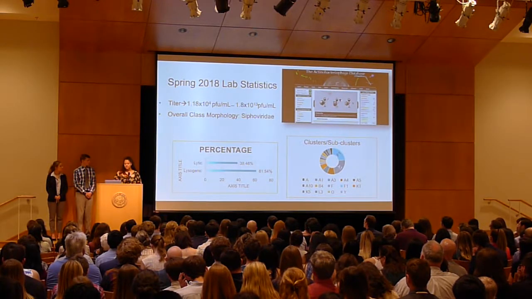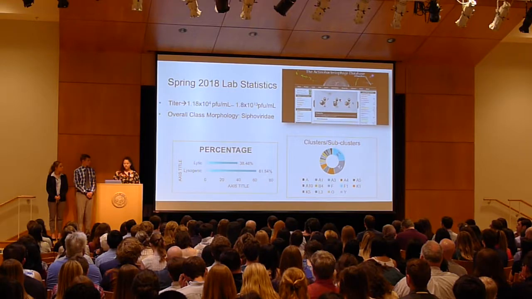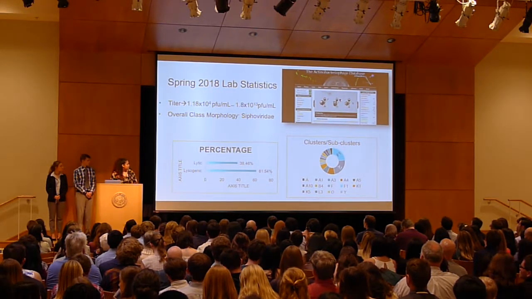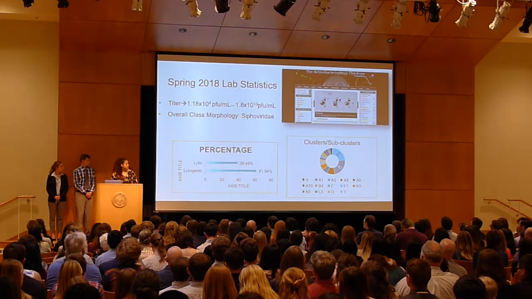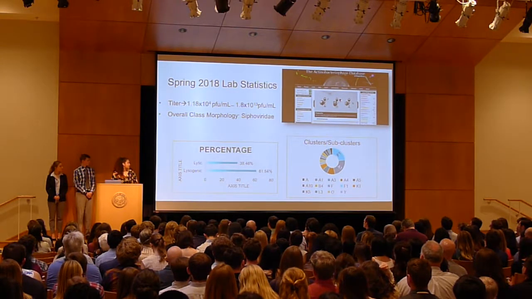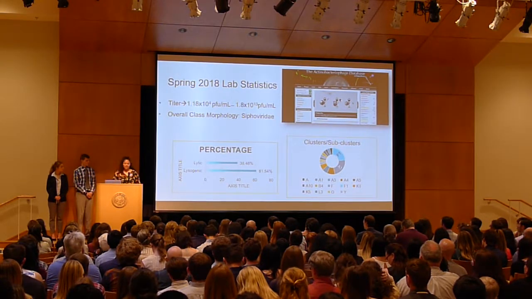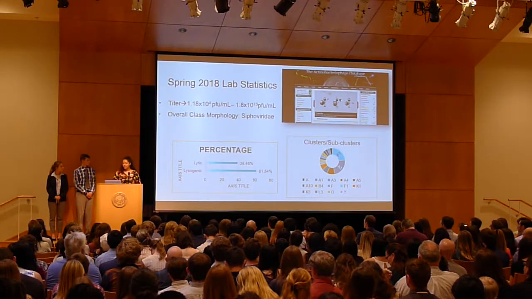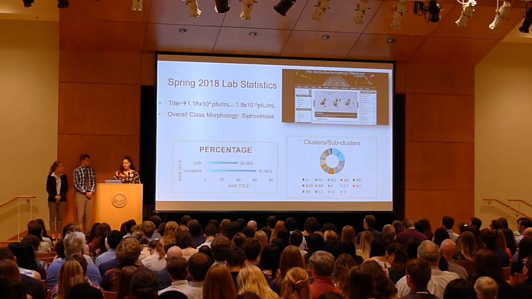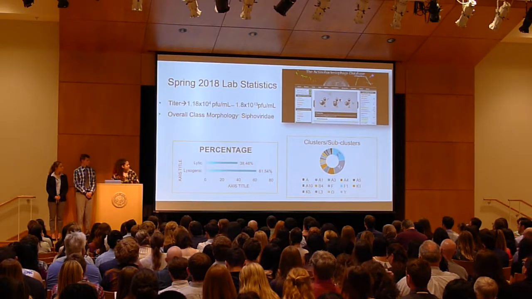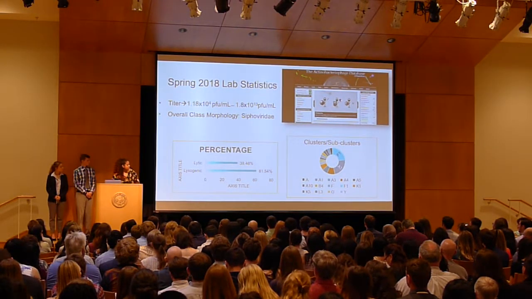We can also see the percentage of lytic and temperate phages, and that's shown here. And it's surprising because actually the majority of the lab were able to isolate lysogenic phage or temperate phage instead of lytic phage. In this last graph, we're able to see the clusters and subclusters that we assigned during this lab. And as you can see, F1 and A1 were the most dominant.